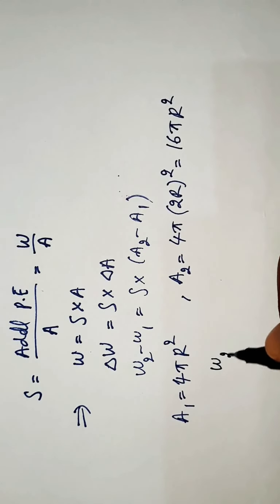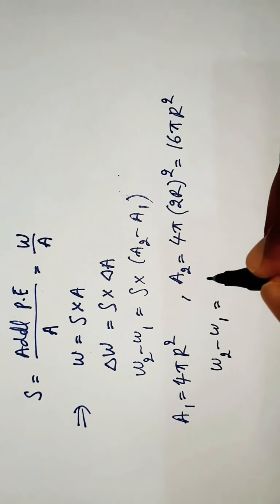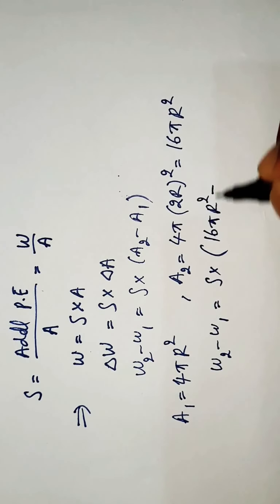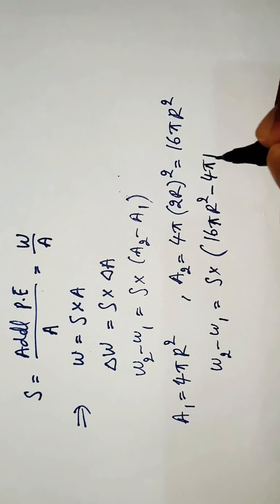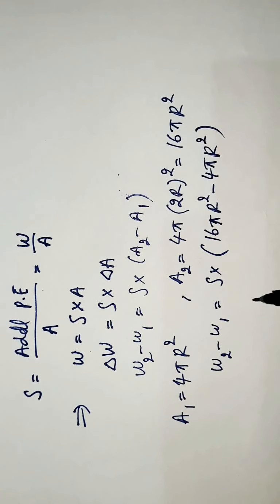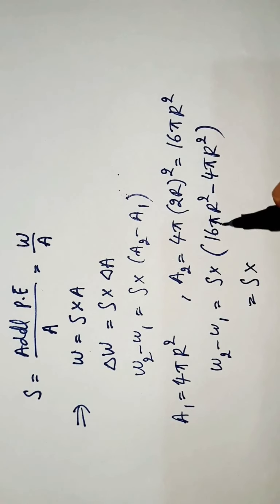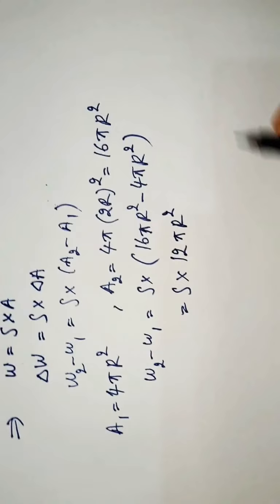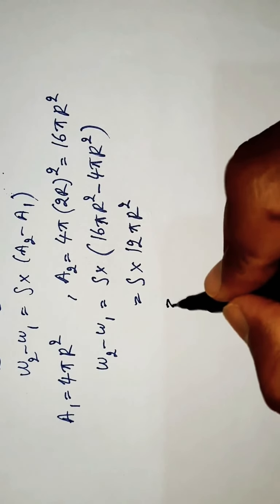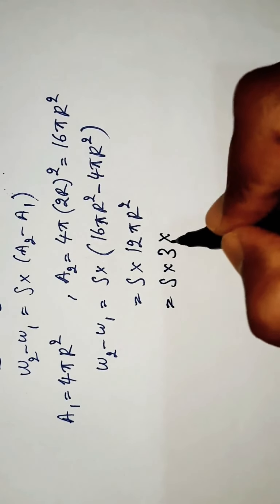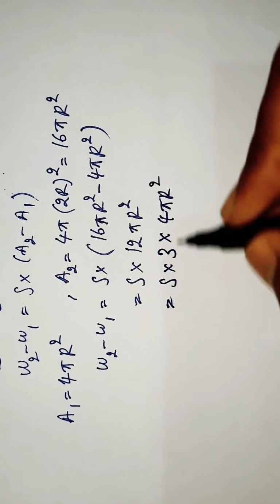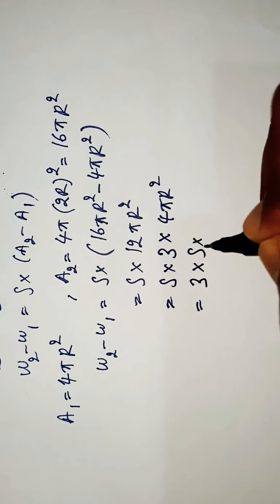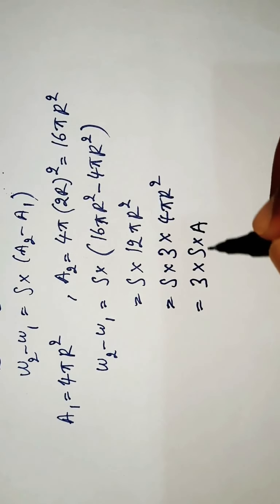So therefore W2 minus W1 is equal to S into (A2 is 16 pi R square minus 4 pi R square). So that is S into (16 minus 4) 12 pi R square. So here we can write S is equal to 3 into 4 pi R square. So that is 3 into S into 4 pi R square is A.